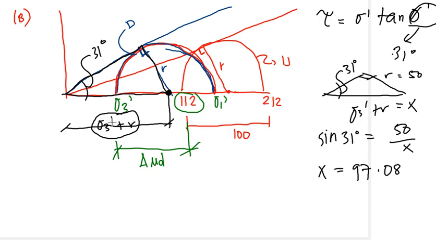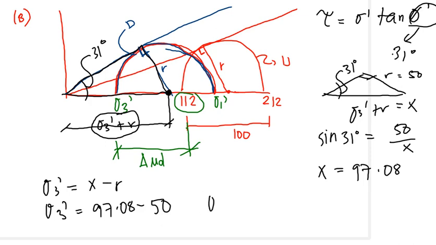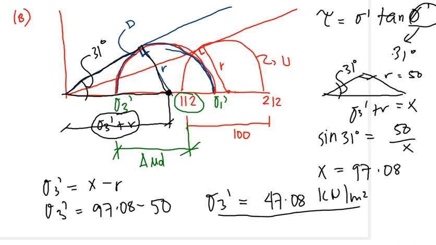So meron na tayong value dito sa sigma 3 prime plus R, that is equal to 97.08. Ngayon, masosolve na natin yung value ng ating sigma 3 prime, di ba? Masosolve na natin ito kasi if you're looking at this triangle, meron tayong value dito sa X mula sa origin hanggang dun sa may center ng ating drained soil specimen. And then ito, yan yung radius. So we can solve for the value of sigma 3 prime that is equal to yung value nung X natin, which is the sigma 3 prime plus R minus yung R natin. So yung X natin is 97.08 minus yung radius natin, which is 50. So yung sigma 3 prime natin is equal to 47.08 kilonewton per meter squared. So kindly check if this is correct.